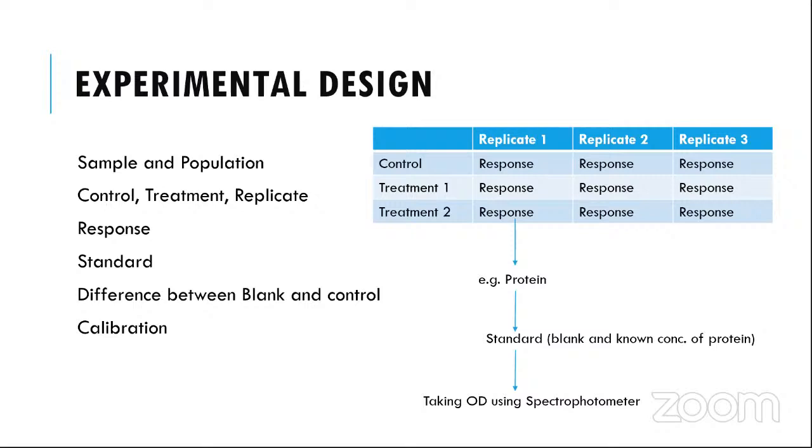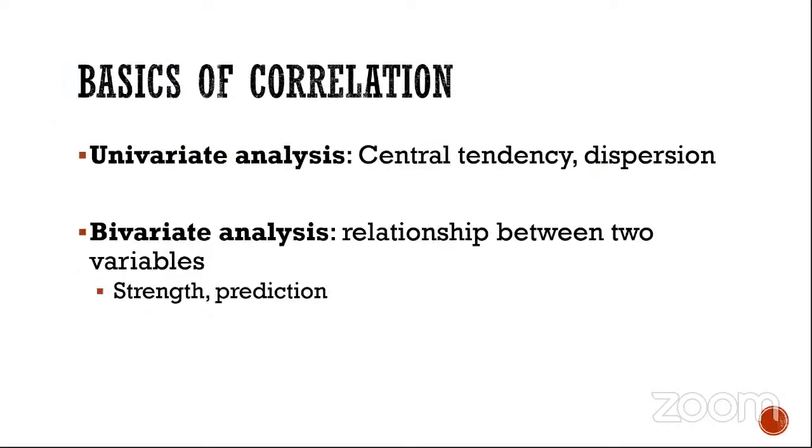So let's start with the different statistical analyses that we use in our experiments. First is correlation. There are two types of analysis: one is univariate analysis and another is bivariate analysis. Suppose we are estimating the mean, median or mode, such analysis is known as univariate analysis. While if we are establishing the relationship between two variables, such analysis is known as bivariate analysis.